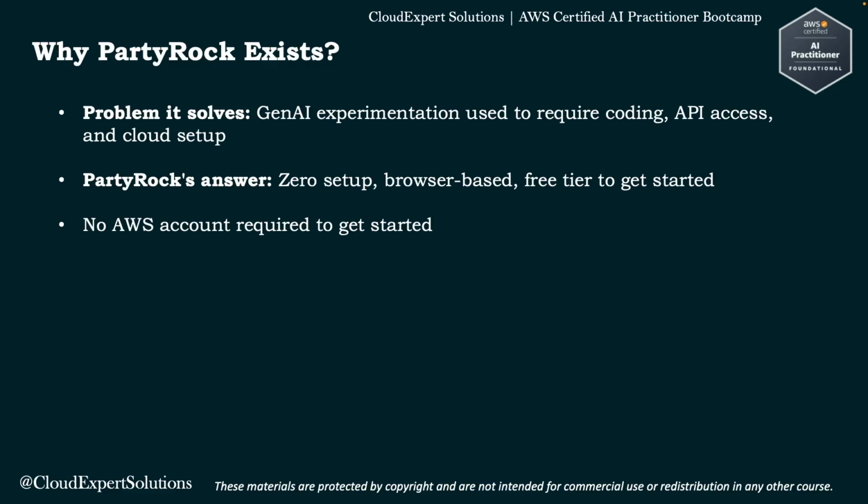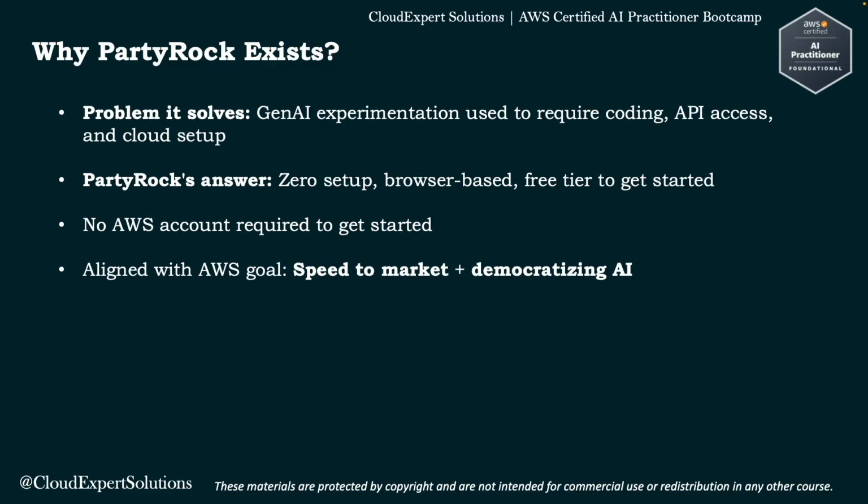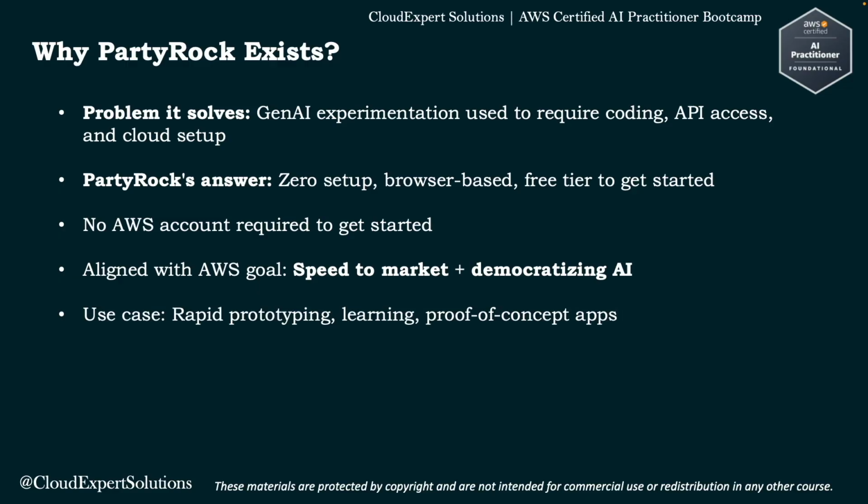This is a perfect example of what the exam guide calls low barrier to entry and speed to market as advantages of AWS GenAI services. One of the many possible use cases, the prominent ones, are rapid prototyping, learning, and creating POC or pilot applications. We have a dedicated slide to explain the use cases.